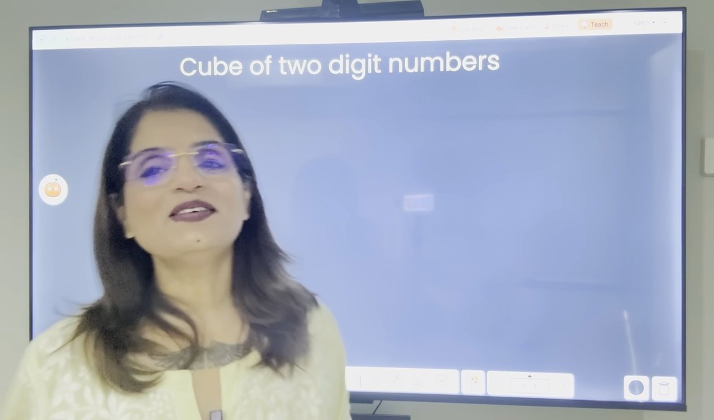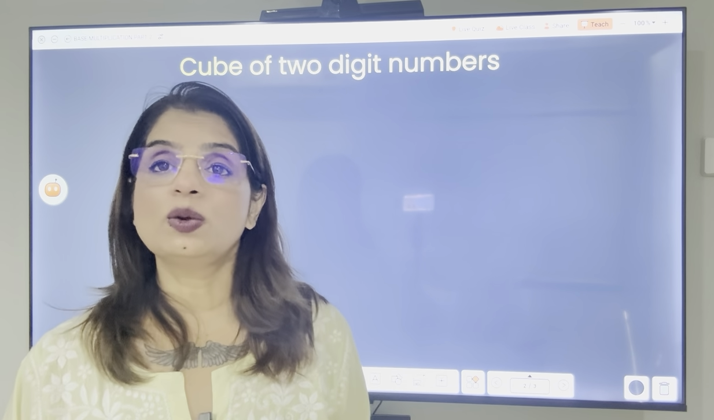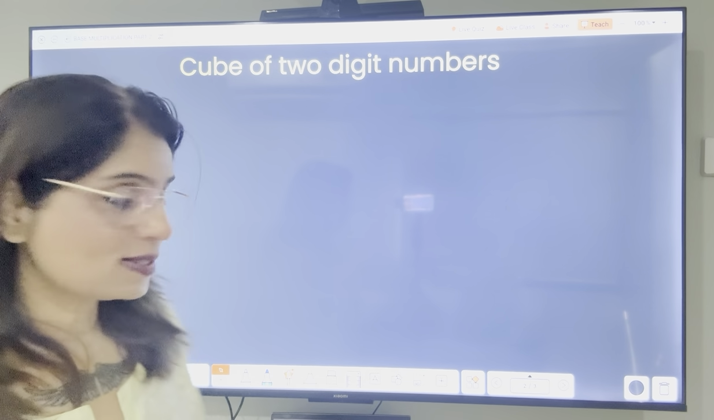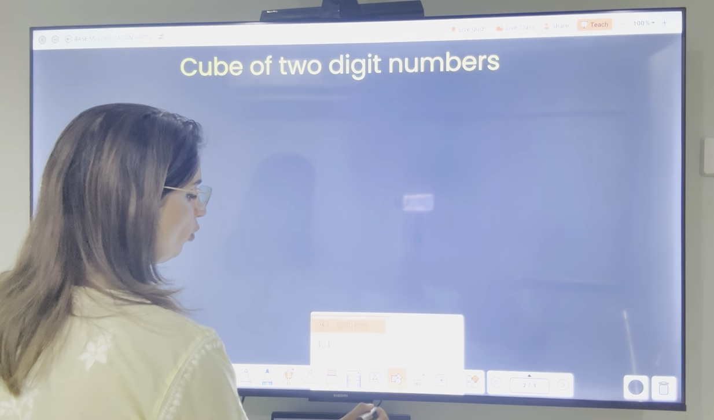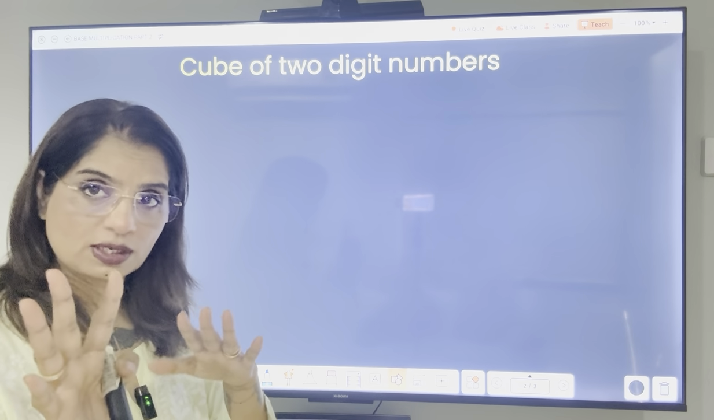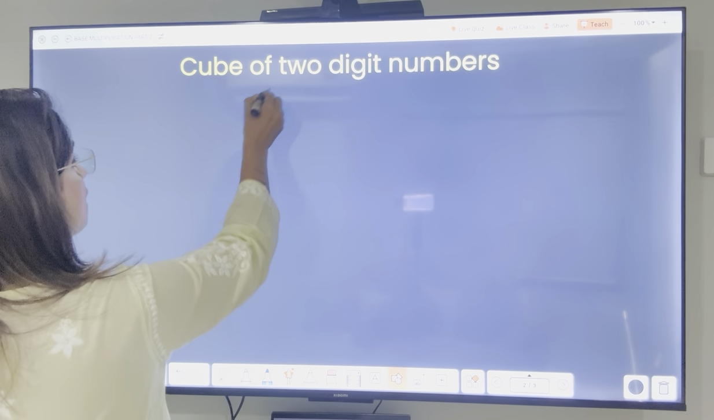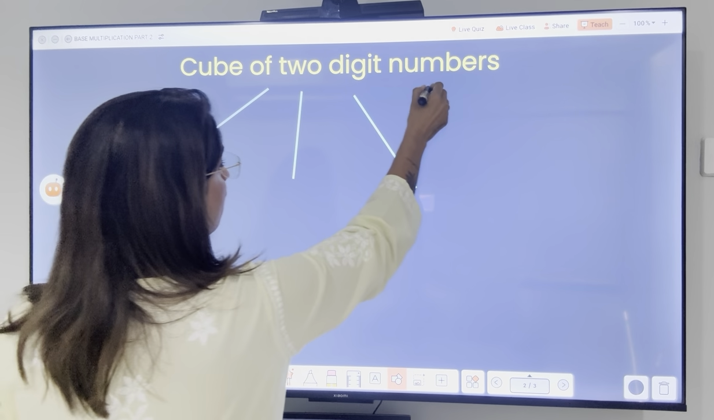Hi guys, today we're going to see how to cube two-digit numbers extremely fast, very quick. Let's start this entire process of cubing numbers. Before we cube the numbers, we are going to divide all the two-digit numbers into four categories. So we have the first category, the second category, the third category, and the fourth category.